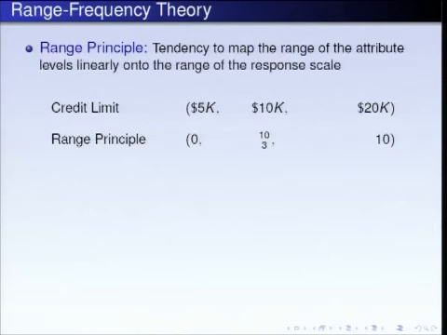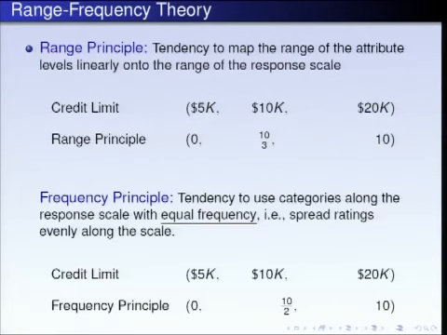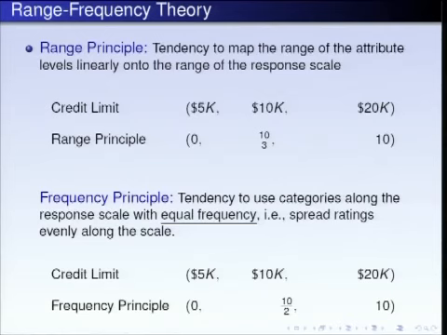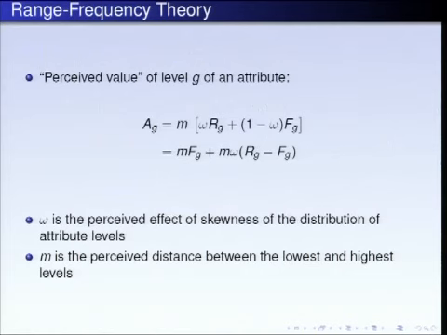The frequency principle says this is the middle level, and I should give equal spacing to my weightings, so I should rate this as halfway up the scale, the middle value. And then the range frequency theory will try to put these two values together and essentially take a weighted linear combination of them. So here's the range value, here's the frequency value, here's the linear combination, and then here's some kind of weight which says something about the scale that the person is using.